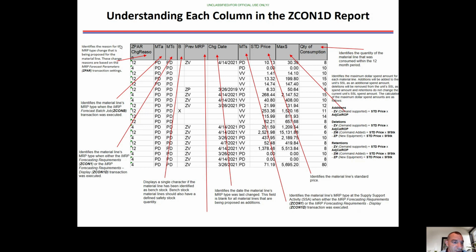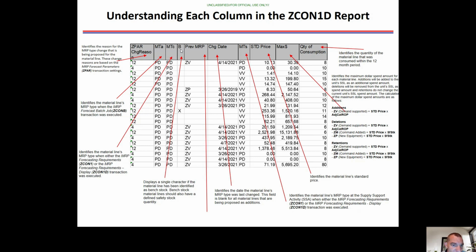The ZPAR change reason identifies the reason for the MRP type change being processed in your ZPAR. I'm going to do a separate video on ZPAR and tell you what all these codes mean. MTA identifies the material line's MRP type forecast from the ZCON Bravo transaction. So this tells you what it was when we executed the ZCON Bravo. MTC identifies the material line type, either MRP forecasting ZCON1 or ZCON1 Delta, depending on the size of your unit.